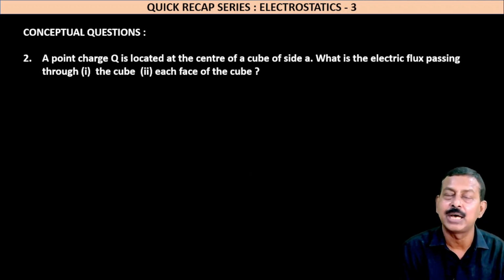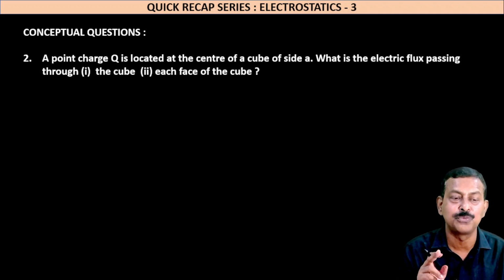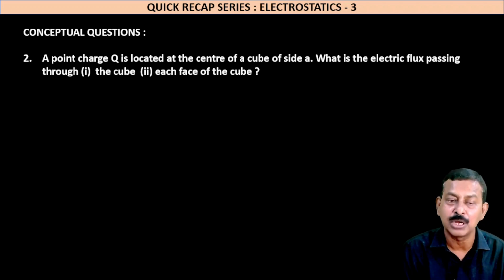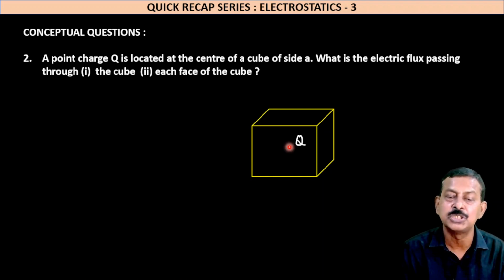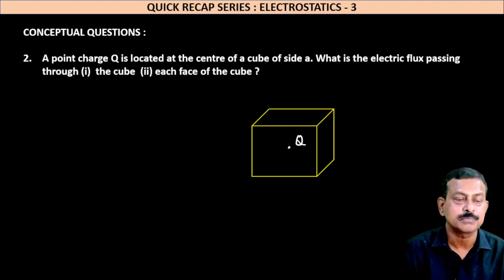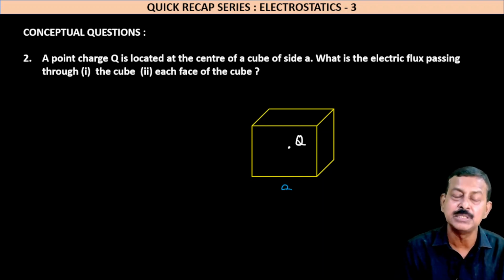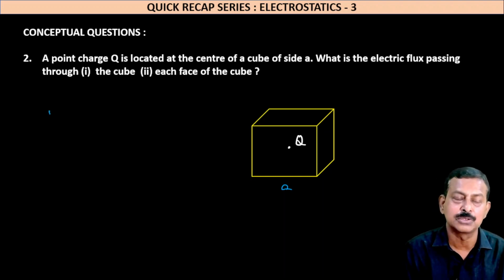A point charge capital Q is located at the center of a cube of side A. What is the electric flux passing through the cube, and second, through each face of the cube? Suppose we have taken the charge capital Q, which is located at the center of this cube. This cube has the side A. It means the entire charge is inside a closed surface, that is the cube. So the electric flux through the cube will be simply Q divided by epsilon naught.